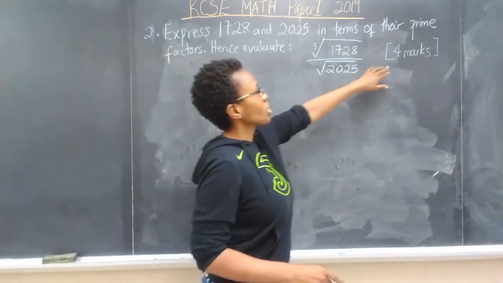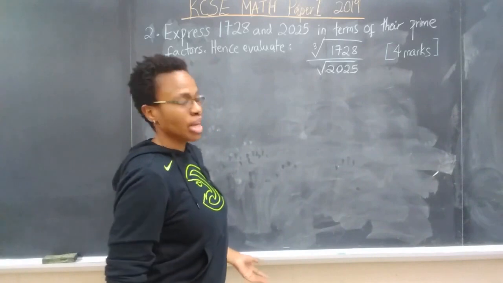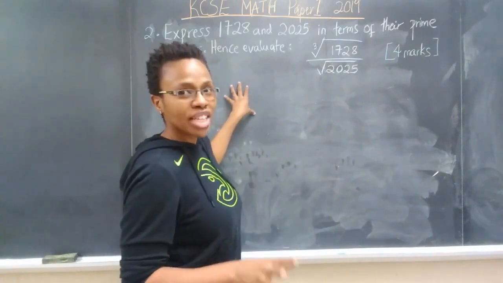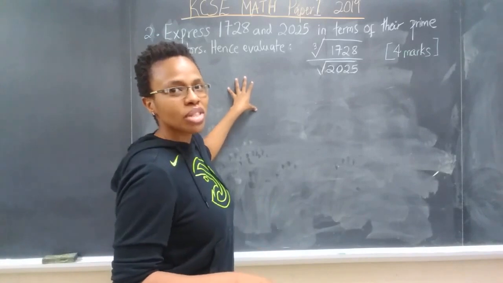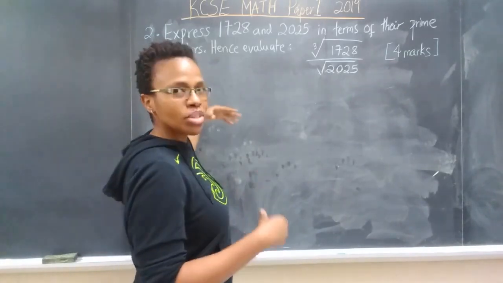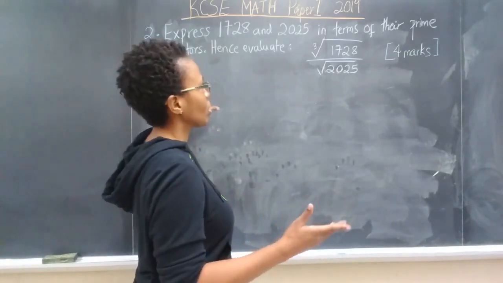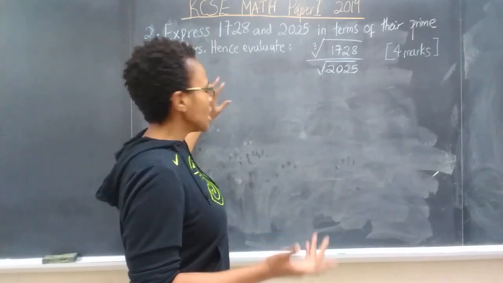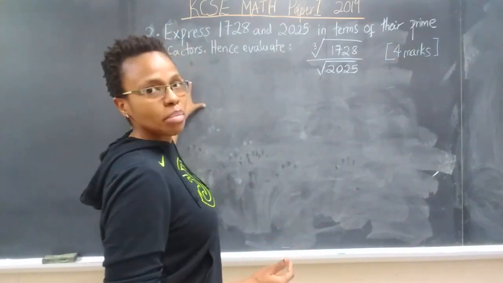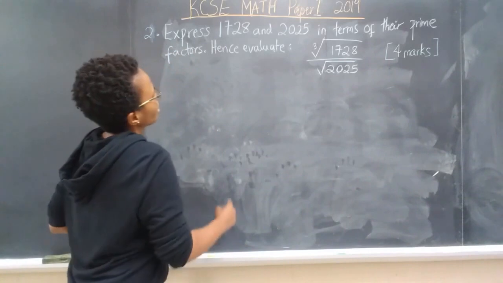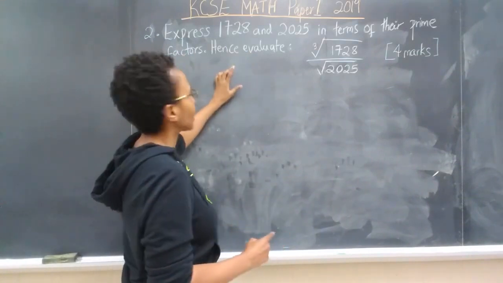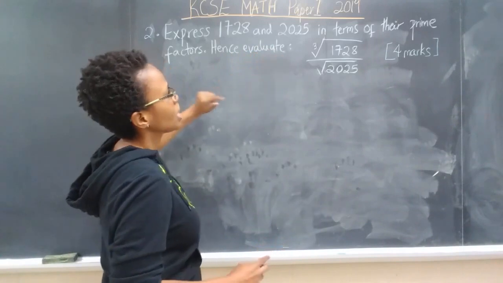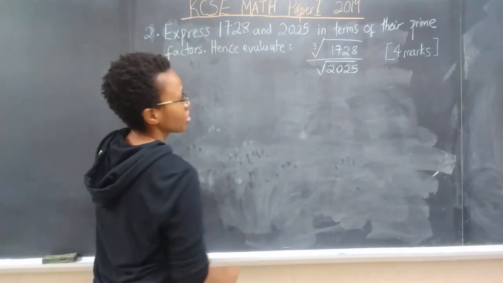As you can see, this question is worth 4 marks, so it probably requires a pretty involved calculation, although I'll break it down into steps so that it's easier for you to process and you can tackle this type of question if it turns up on the next exam. Okay, so without further ado, let's do the first part, which is expressing 1728 and 2025 in terms of their prime factors.